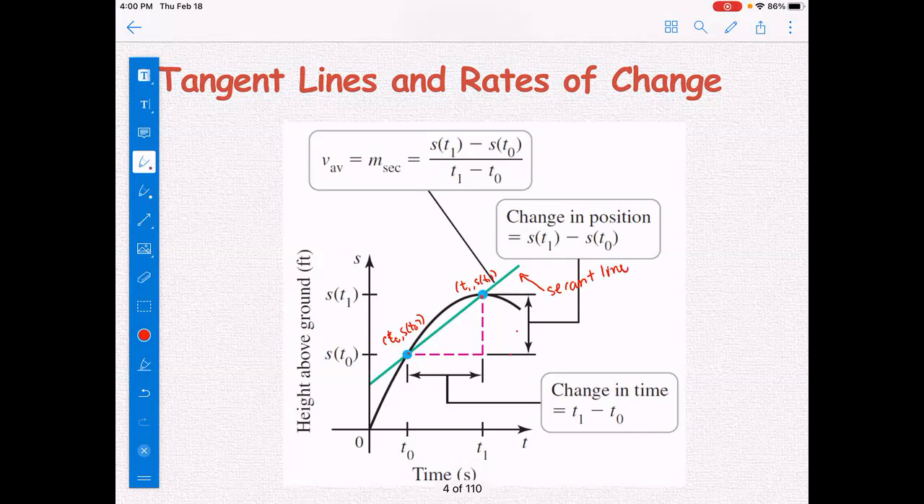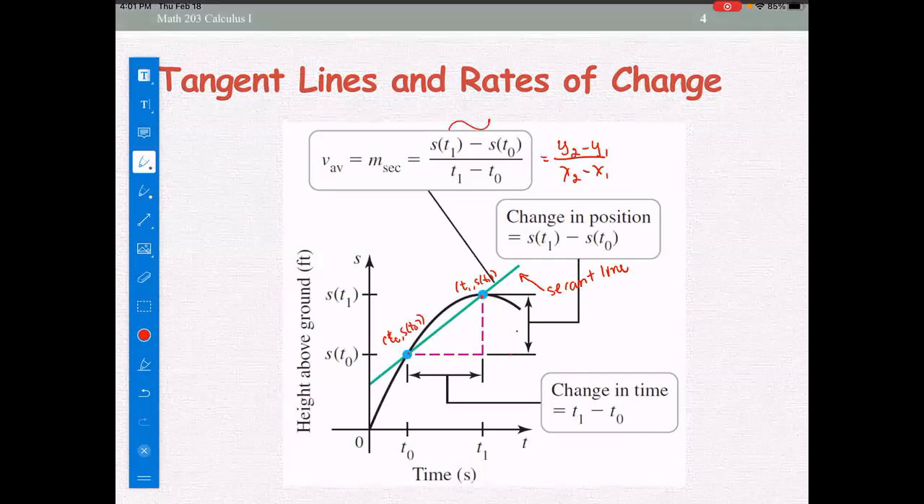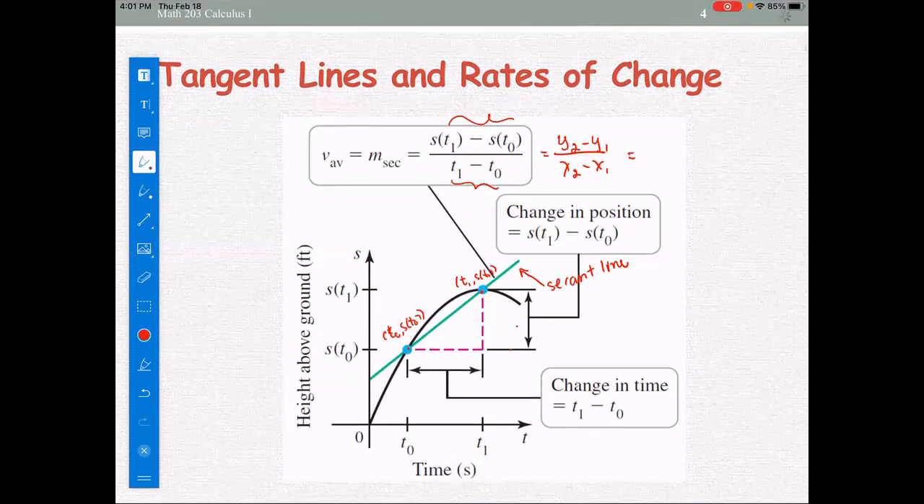To find the slope of this secant line, follow the formula y2 minus y1 divided by x2 minus x1. The s at t1 minus s at t0 is called the change in position. t1 minus t0 is called the change in time. Therefore, this slope formula, or the slope of the secant line, is also called the rate of change.